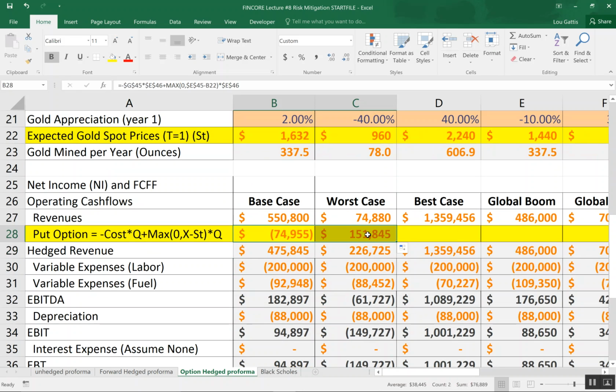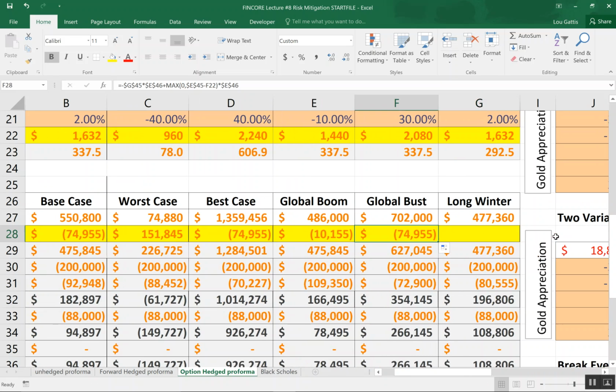Here's an example where the option is exercised. If gold prices fall 40%, Todd has already lost his $74,000, but he's going to exercise the option to sell his gold at $1,632 an ounce. And if I copy that formula over, if gold prices go up, well, great. Todd sells his gold at $2,200 an ounce, but he lost that premium. So we can copy this across.